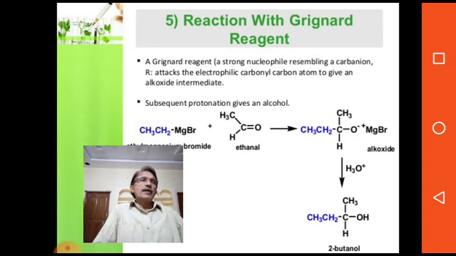So to convert an aldehyde into the corresponding hydrocarbon, we can use the reducing agents ethylene glycol, potassium hydroxide, and also hydrazine. So this is the process by which an aldehyde is converted to a hydrocarbon. So these are the chemical properties of aldehydes and ketones. Thank you.